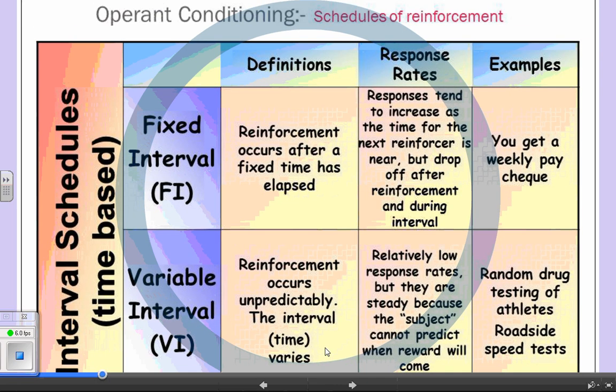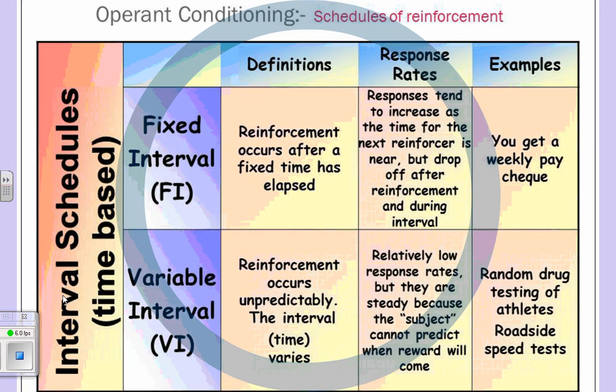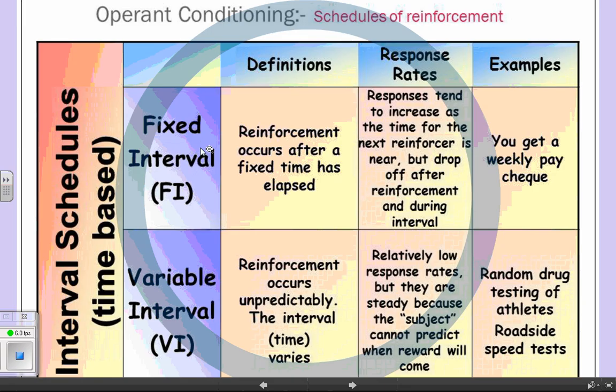Let's discuss now the next one, the interval schedule of reinforcement. Again, here we have a fixed interval and the variable interval. What is the meaning of fixed interval? It means that the reinforcement occurs after a fixed time. Okay, so after 10 minutes, after 20 minutes. What's the positive? The response tends to increase as the time for the next reinforcer is near, but drops after the reinforcement and during the interval.